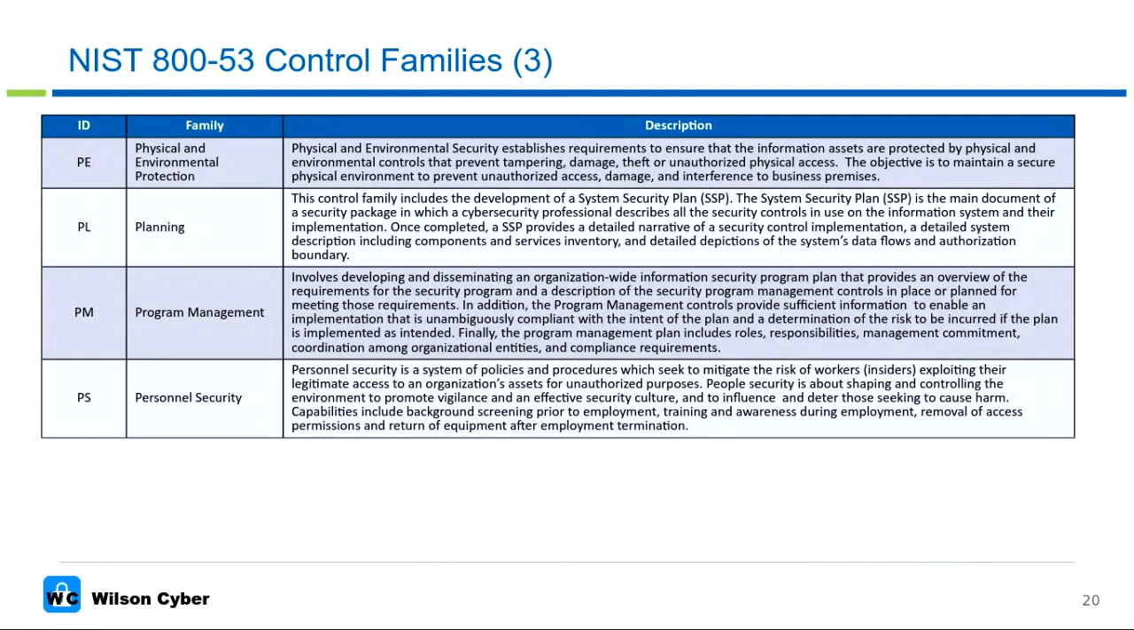Personnel security is a system of policies and procedures which seek to mitigate the risk of workers, insiders, exploiting their legitimate access to an organization's assets for unauthorized purposes. People security is about shaping and controlling the environment to promote vigilance and an effective security culture, and to influence and deter those seeking to cause harm. Capabilities include background screening prior to employment, training and awareness during employment, removal of access permissions, and return of equipment after employment termination.